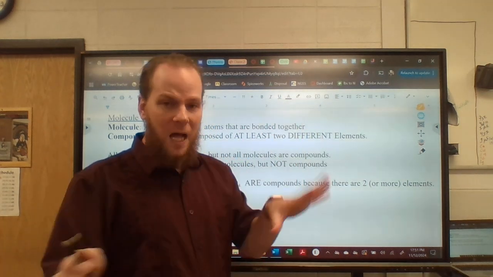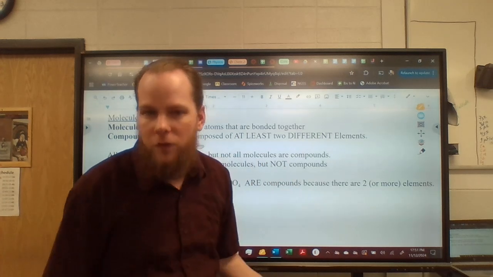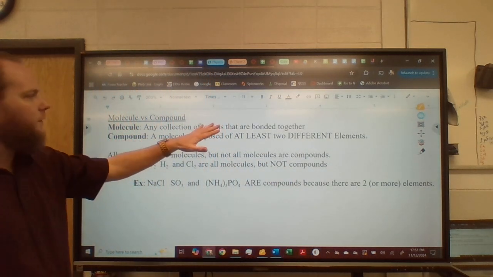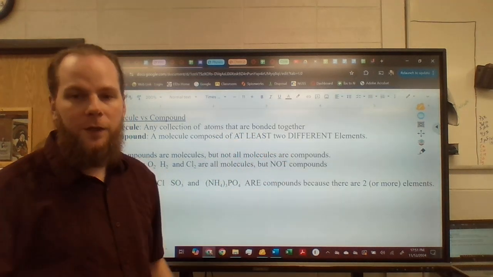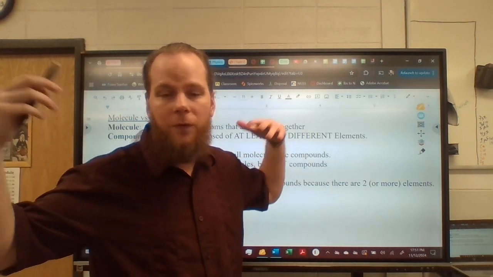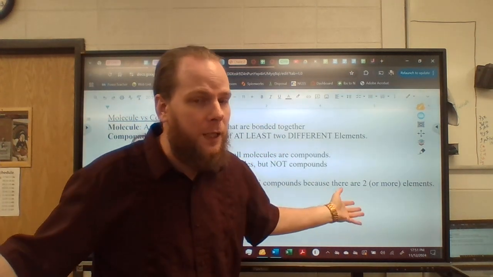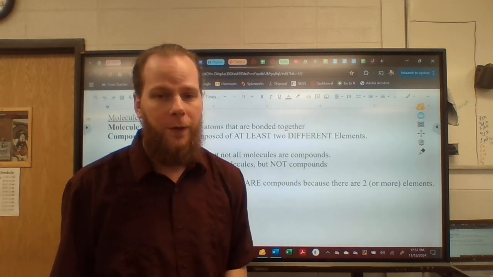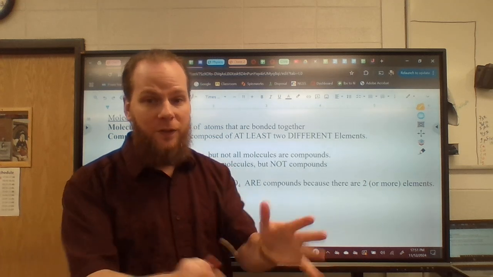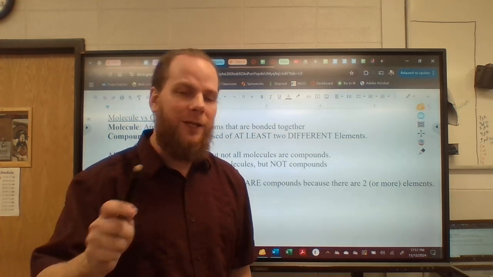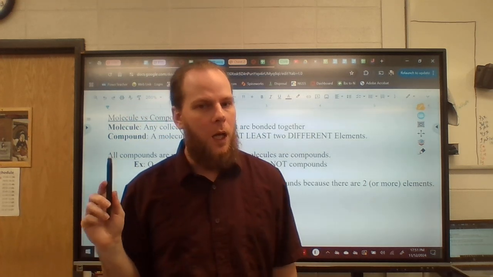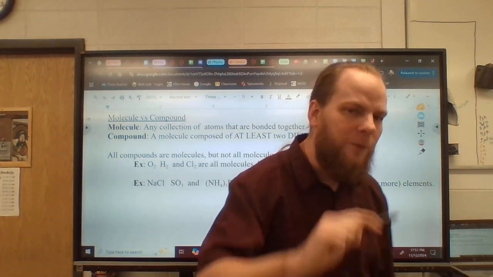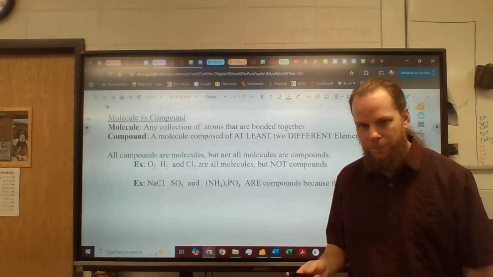Okay, so a molecule is just some combination of atoms. Any collection of atoms that are bonded together, that's a molecule. It could be 2 atoms of the same element or atoms of different elements. If it's multiple atoms, 2 or more, bonded together, then that is a molecule. However, it is not necessarily a compound. In order to be a compound, there must be 2 different elements present.